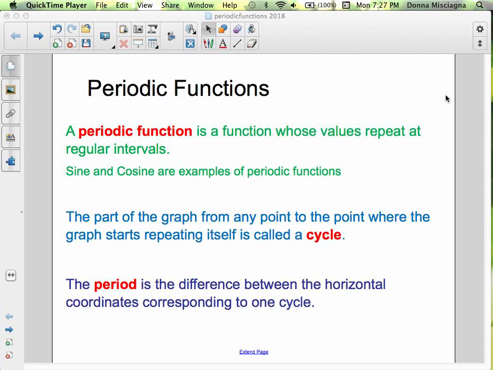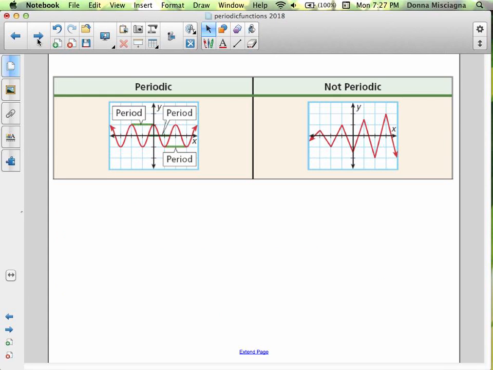So the period is the difference between the horizontal coordinates corresponding to one cycle. In other words, how long does it take before the graph starts to repeat itself again? And we'll learn how to calculate that.